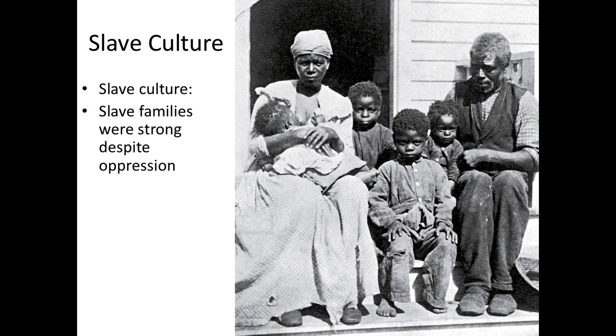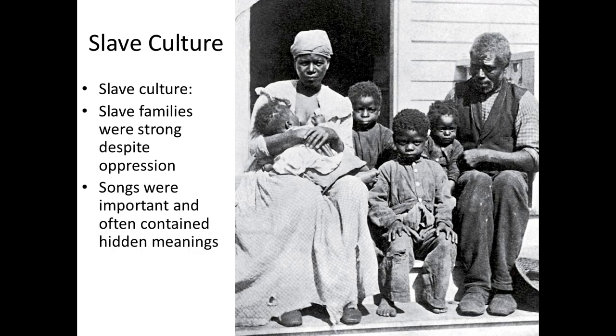Another part of slave culture, and this was sometimes a subtle form of fighting against the slave owners, is going to be the use of song. While working out in the fields, oftentimes slaves would sing songs. Oftentimes these songs would be religious because religion would give them hope. Oftentimes these songs had hidden meanings in the lyrics to either insult the slave owner or talk about freedom, but talk about it in code, because if you talked about freedom openly, you'd probably be punished. And sometimes these songs would talk about running away and trying to escape slavery.